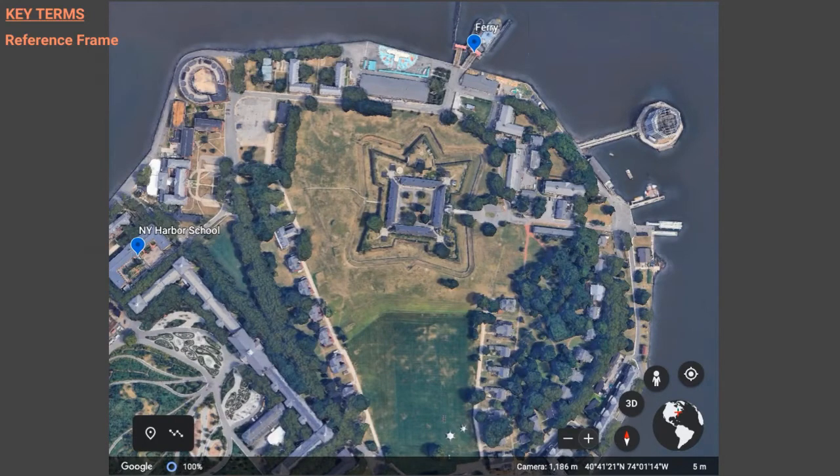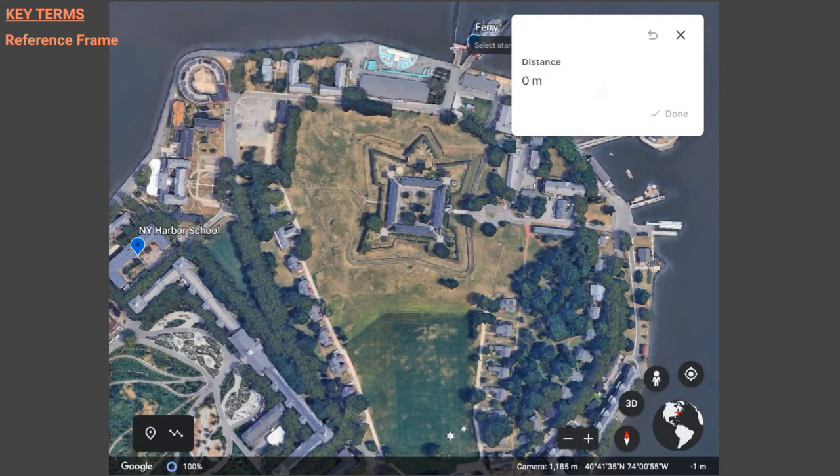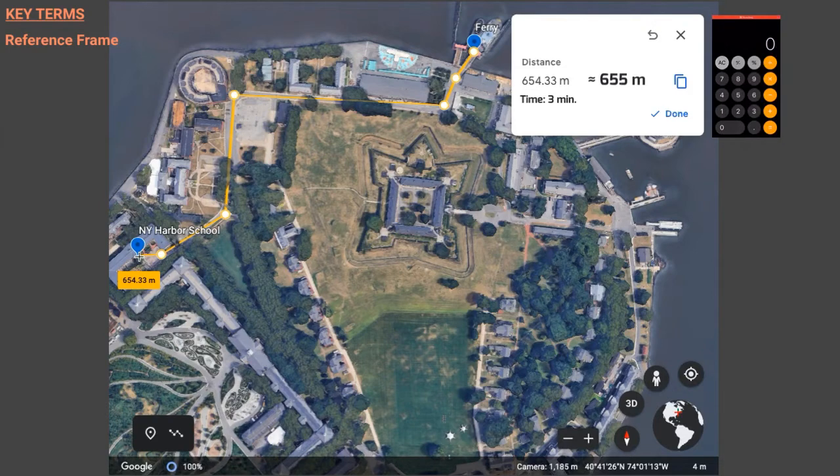Now let's look at the distance that you covered. So remember that distance is a scalar quantity, which means that it has a magnitude. It does not have a direction. And there's your distance, approximately 655 meters. The time it took, 3 minutes, or if I plug that into my calculator, 3 times 60 is 180 seconds.